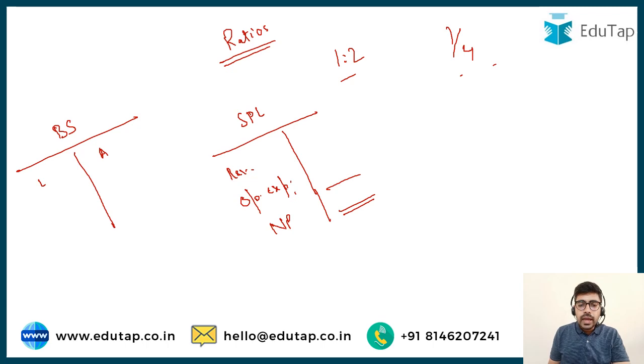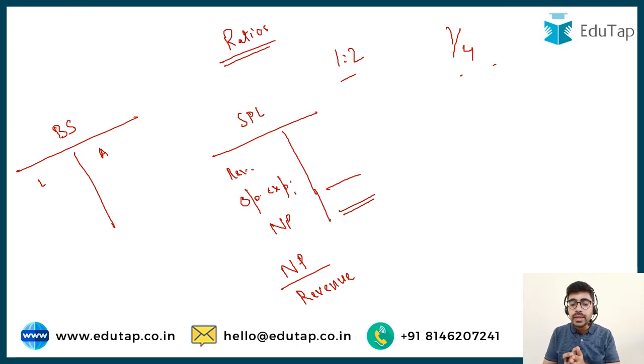For example, if we have to compare the net profits of the 2 years, it's better to find the net profit ratio. That is net profit divided by revenue, net profit divided by total sales. So we can compute this ratio for 2 different years and we can compare them, whether the ratio has improved, whether the ratio has declined.